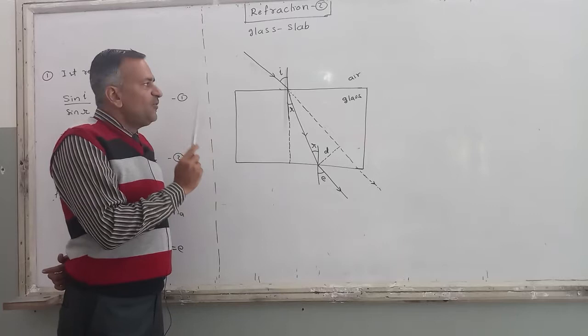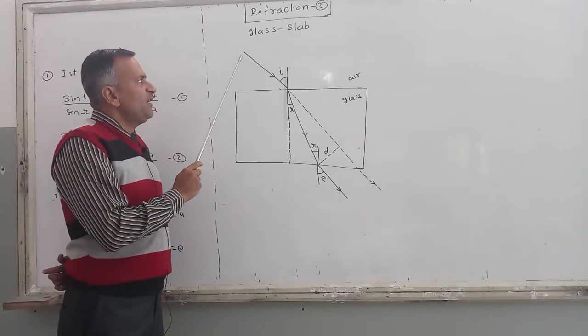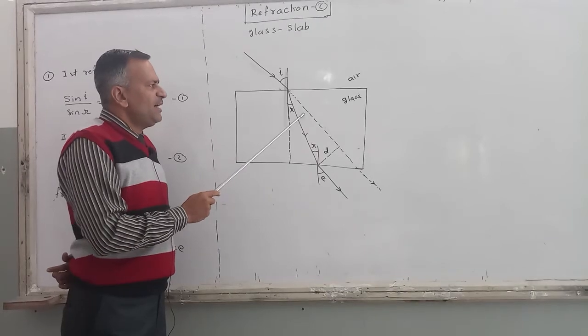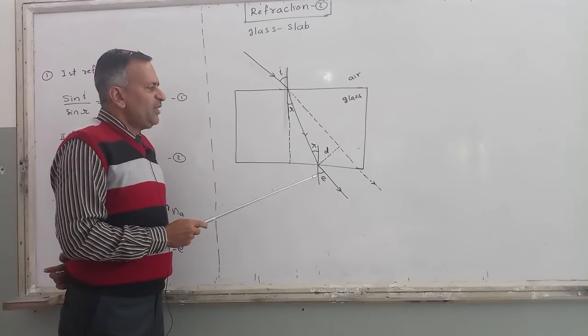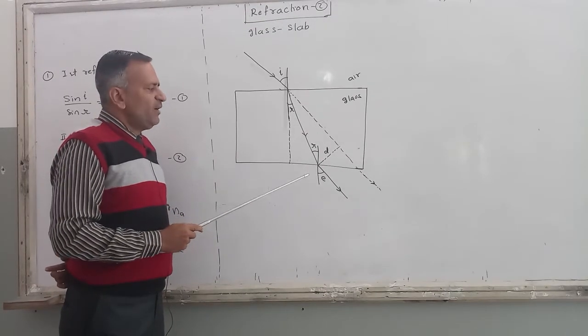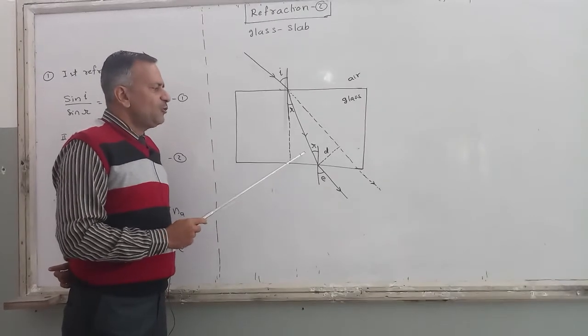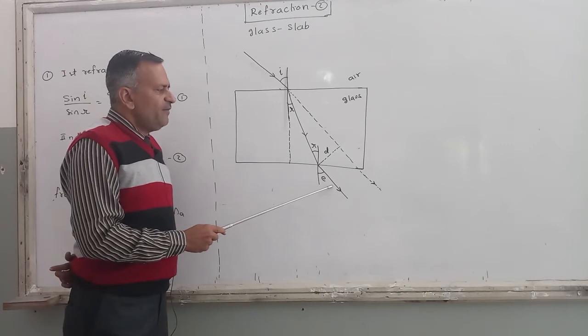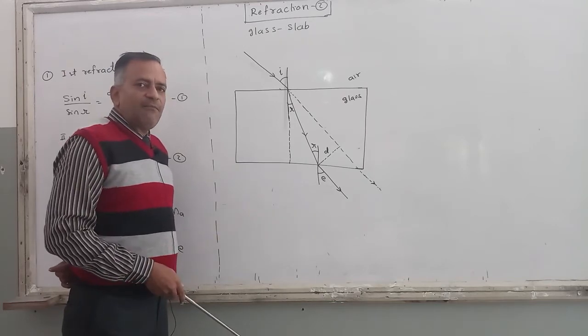In the first refraction, the ray of light will go from air to glass, so it will be bending towards the normal. But in the second refraction, it is going from glass to air, that is from denser medium to rarer medium. So instead of going straight, it will bend away from the normal, right?